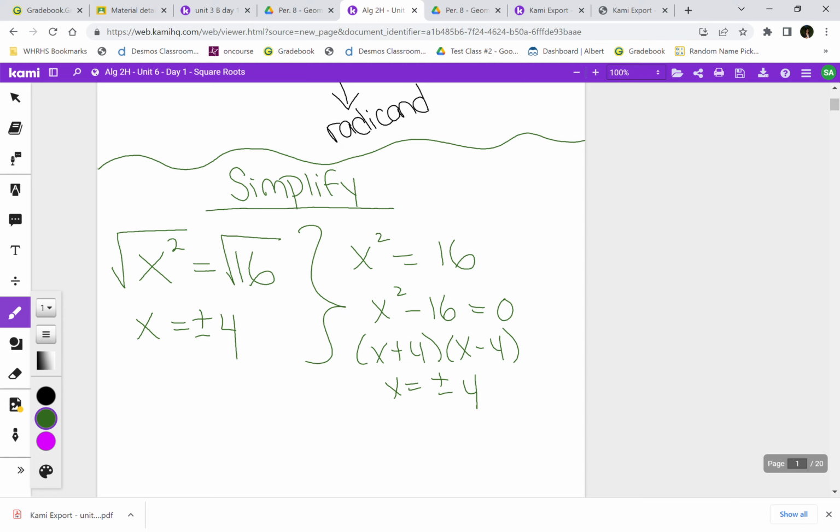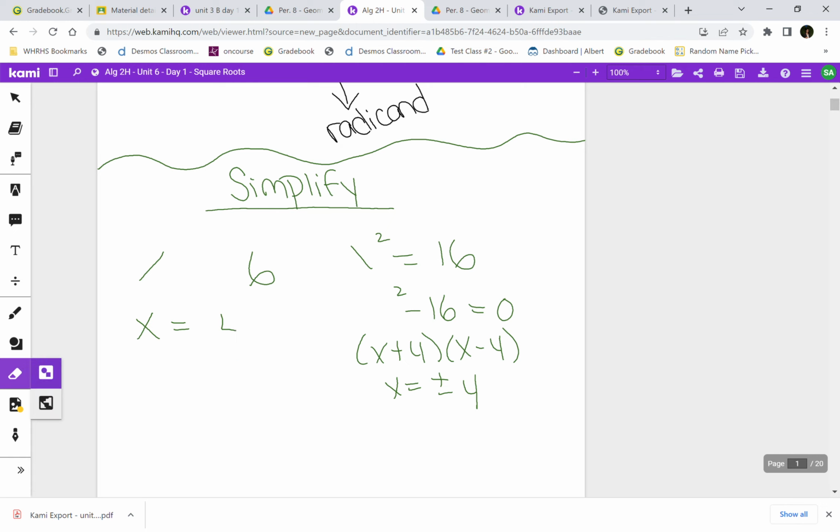So when we're solving with the square root method, we always have to account for the positive and negative value. But when we're just simplifying, we only consider the positive form of it because we're not solving for x. We're not saying what could x potentially be. We're just simplifying. So the rule is we will stick with the positive for simplifying.